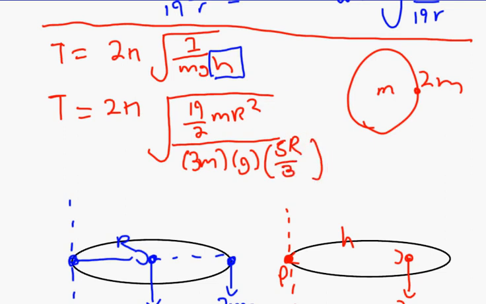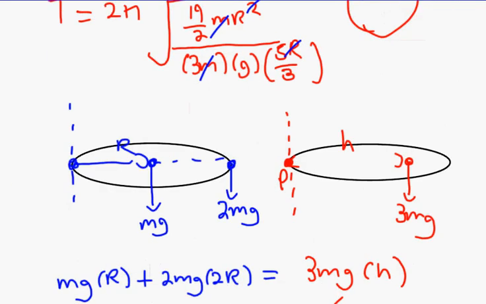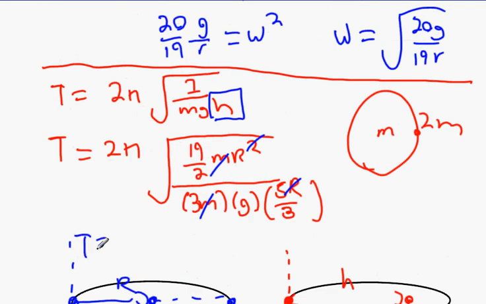Cancel off the m, cancel off the r, and let the calculator do the rest of the work, okay? And what we're going to find out is that T equals 2π times the square root of 19r over 10g. Now remember, it was acting like a simple pendulum.